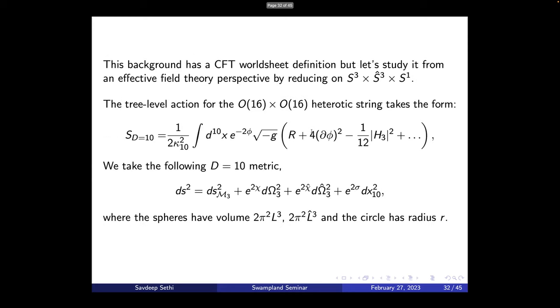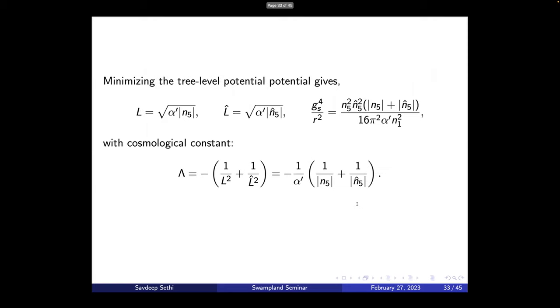So, okay. This background has a worldsheet definition, but let's do it from effective field theory. You do the Kaluza-Klein reduction on the metric, which is sphere cross circle, and you get an effective potential in nine dimensions. If you minimize that potential, this is all true, by the way, in the supersymmetric theory. I'm doing nothing special here. You find the length of the sphere.